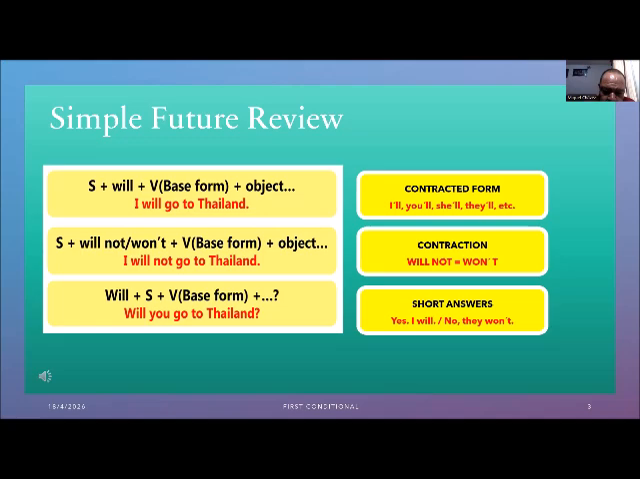For example, will you go to Thailand? Short answers use will or won't. Yes, I will. No, they won't, and so on. Overall, the simple future with will is a straightforward tense. The verb never changes form, and the structure remains consistent across affirmative, negative, and interrogative sentences. It is especially useful for spontaneous decisions, predictions, and promises, moments when we look ahead and express what we believe or decide about the future.